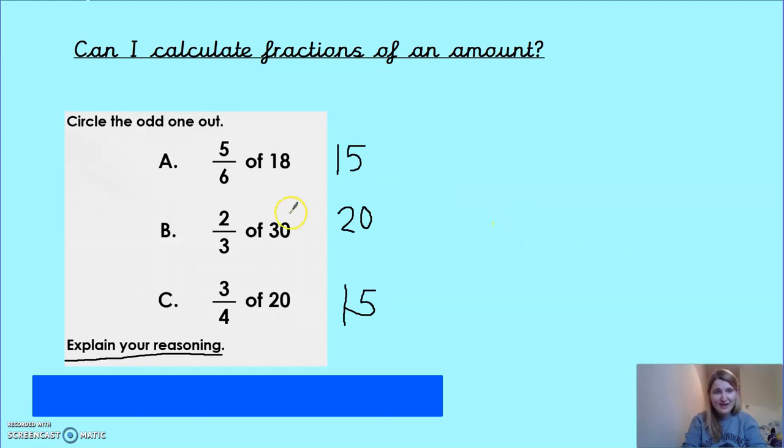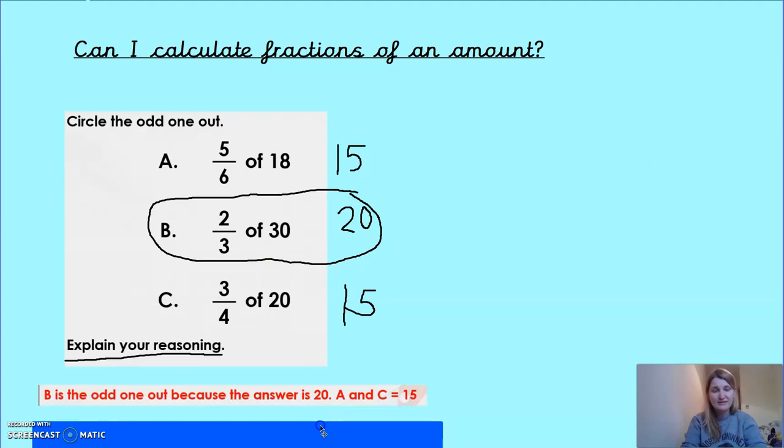Okay, so hopefully you put that the answer was B because I've done my calculations there. I can see I've got 2 answers that equal 15. They're the same. 1 answer that equals 20. You might have been looking for patterns in numerators, denominators, but until we know the answer, it's lots clearer then.